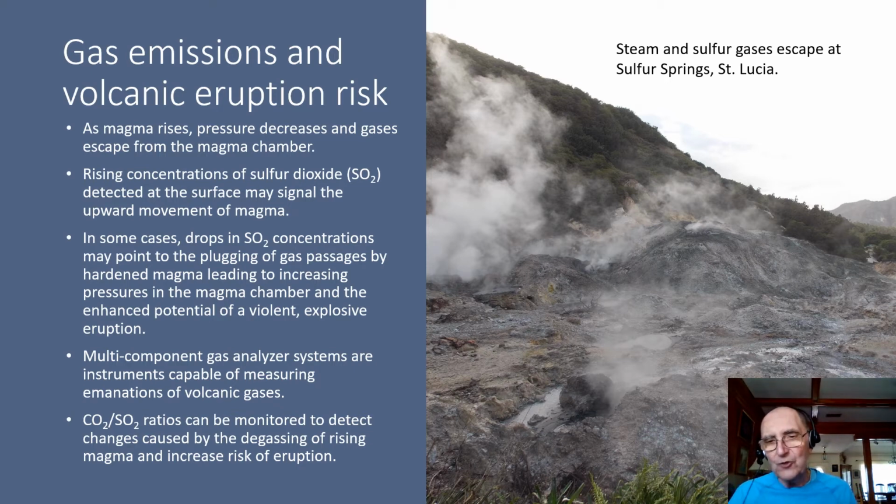Detecting changes also in the carbon dioxide to sulfur dioxide ratio, caused by degassing of rising magma, can also be a tool that we can use to try to predict an imminent eruption. In the picture here, you can see some steam and sulfur gases escaping at sulfur springs in St. Lucia.